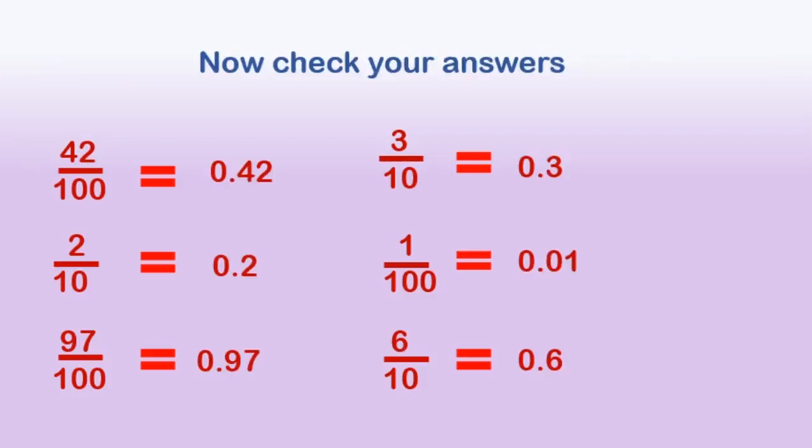Alright, I hope you are able to do a good work. Check your answers, and then these are the correct answers. I think we are all good. 42 over 100 is the same in decimal as 0.42. 3 over 10 is 0.3, 2 over 10 is 0.2, 1 over 100 is 0.01, 97 over 100 is 0.97, 6 over 10 is 0.6.